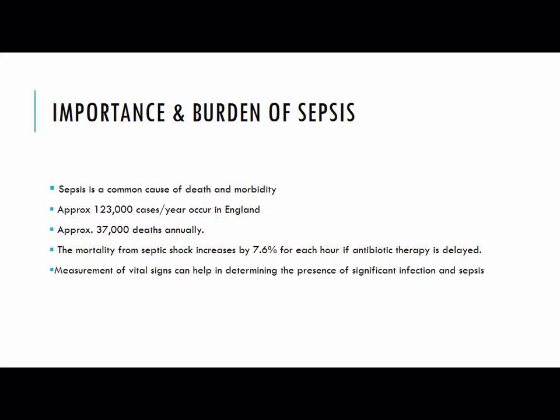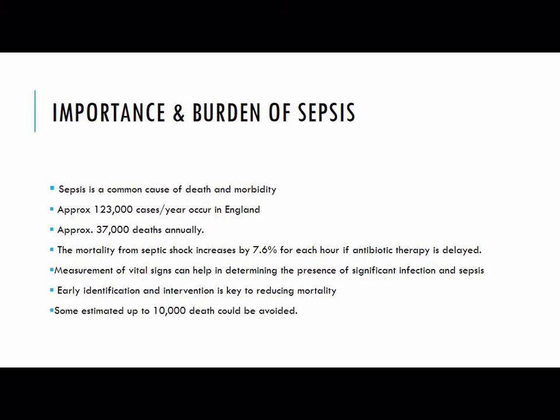Measurement of vital signs can help in determining the presence of infection and sepsis. Early identification and intervention are key to reducing mortality. Some estimate up to 10,000 deaths could be avoided.